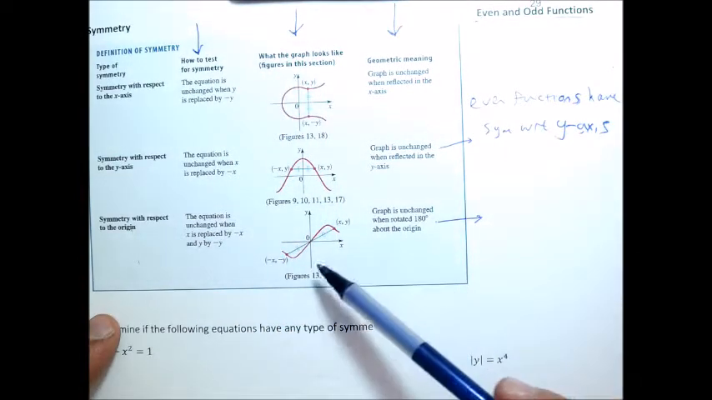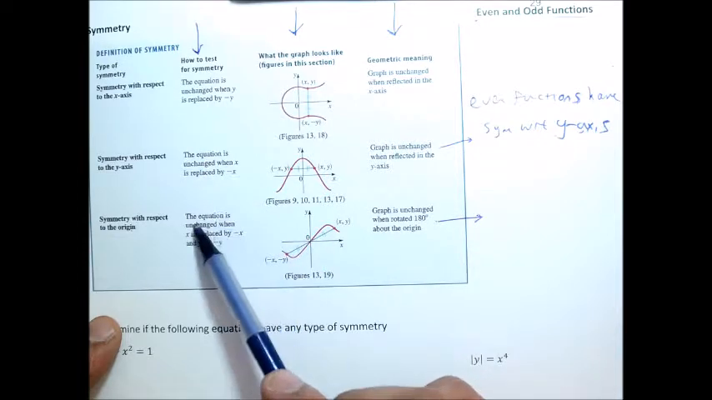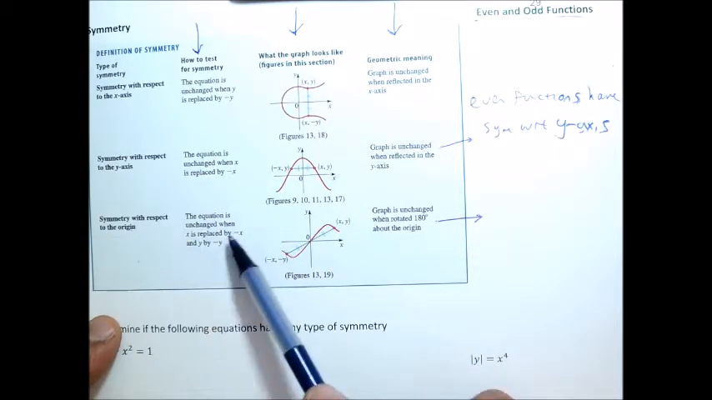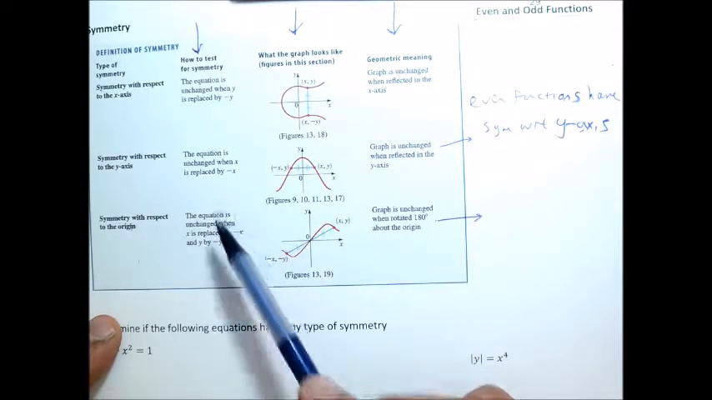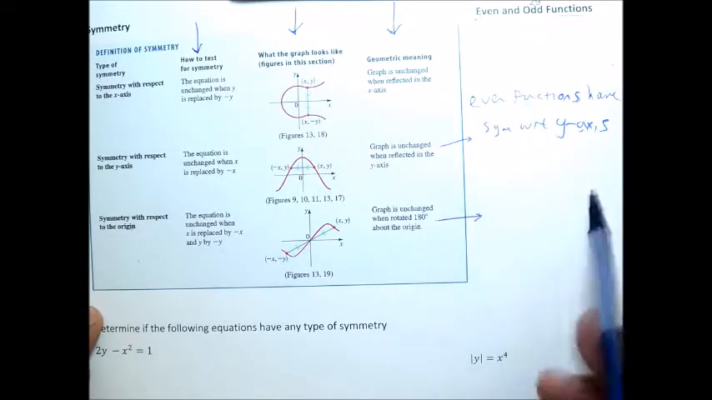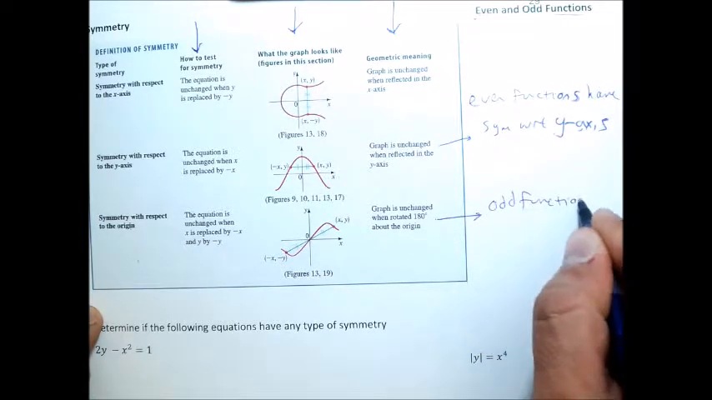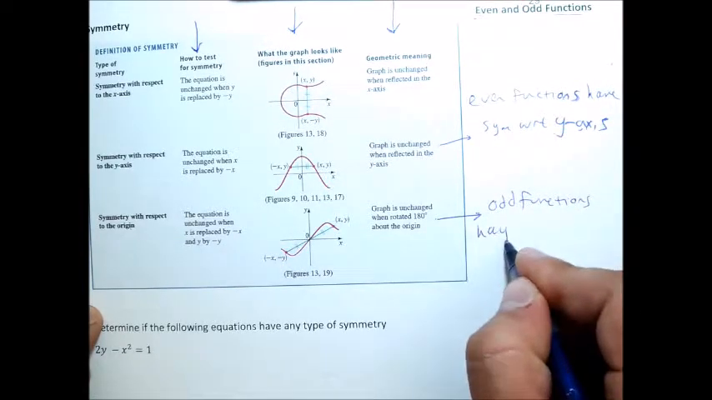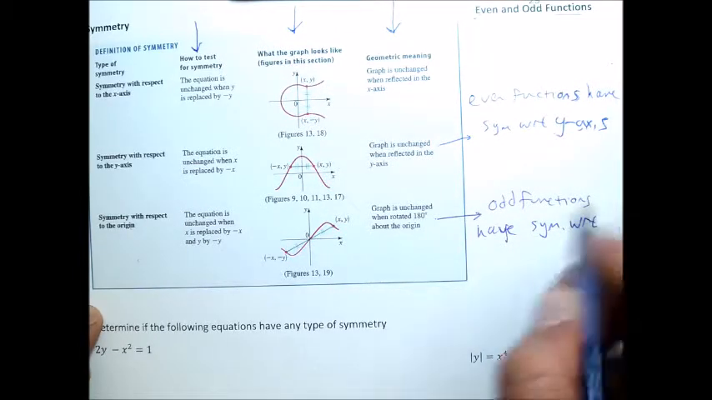It's a little harder to visualize, but the way we test for it is we do both of the previous things. So the equation is unchanged when x is replaced by negative x and y is replaced by negative y. If the equation stays the same, we have symmetry with respect to the origin. And as far as even and odd functions, these are odd functions. So we say that odd functions have symmetry with respect to the origin.